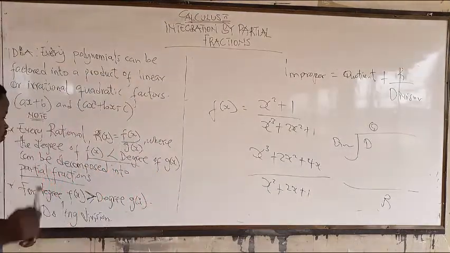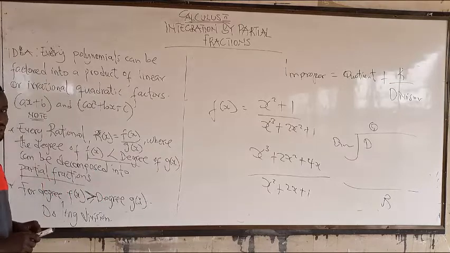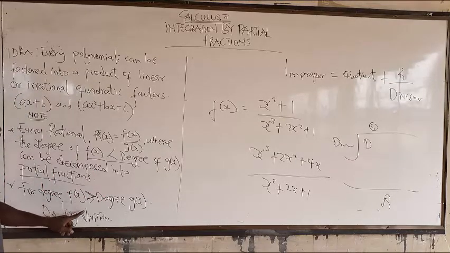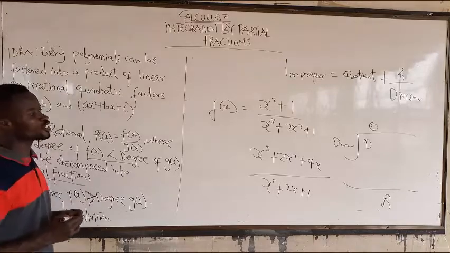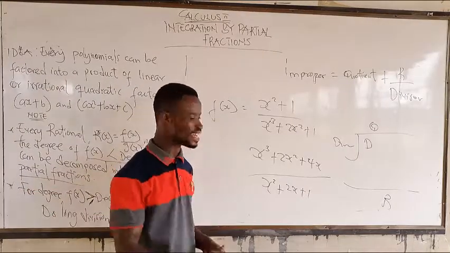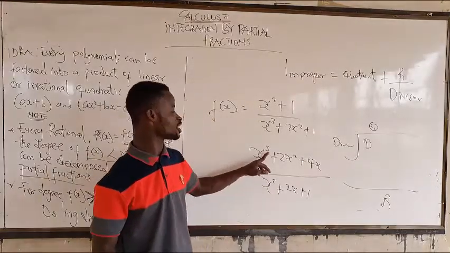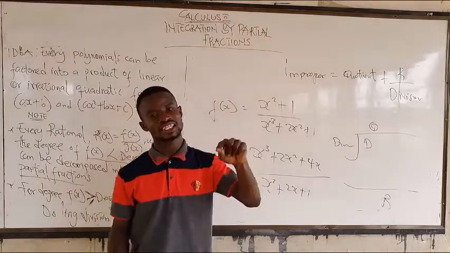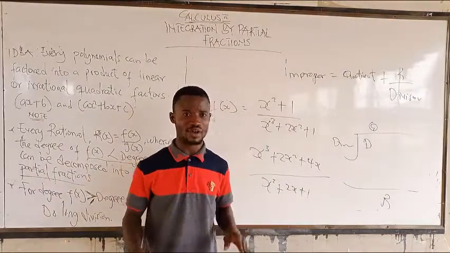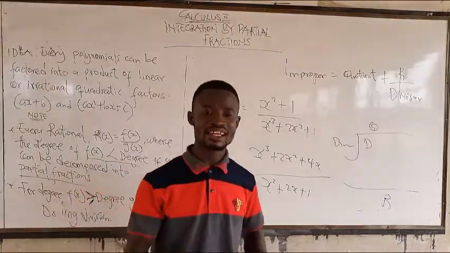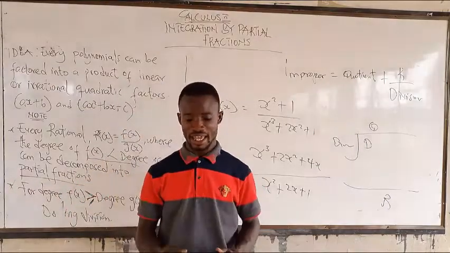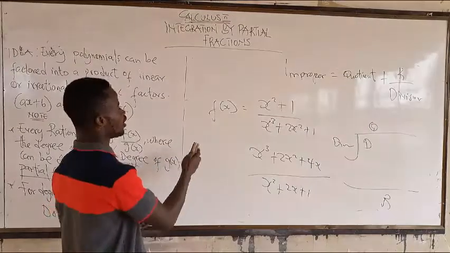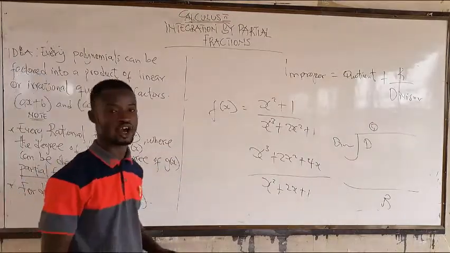Now, there's one thing here that we have to be careful about. It says for degree f of s greater than or equal to. It's not basing the idea only on when the degree of the numerator is greater than the degree of the denominator. Never. When they are equal, it also means that you will solve it by long division.